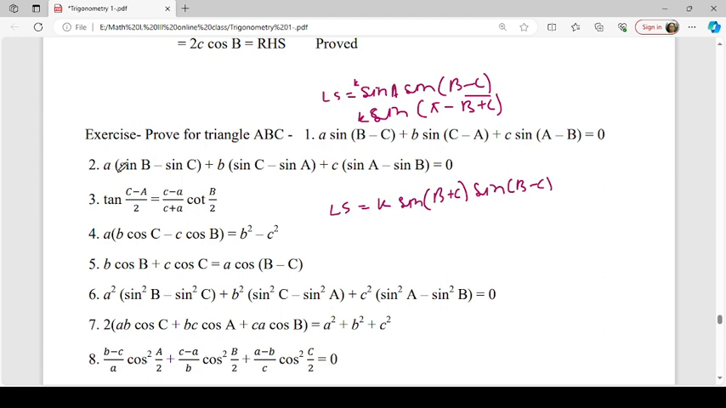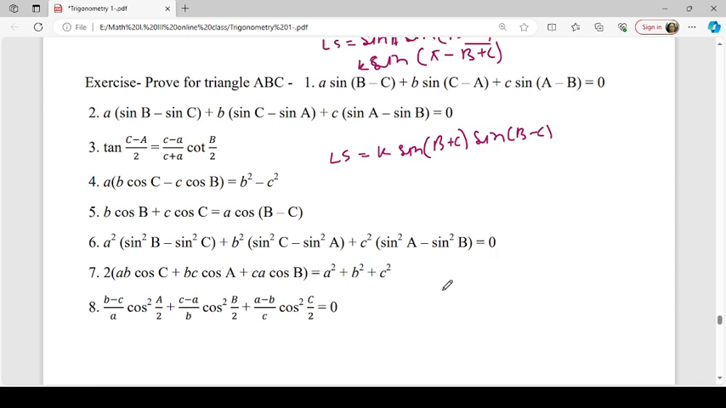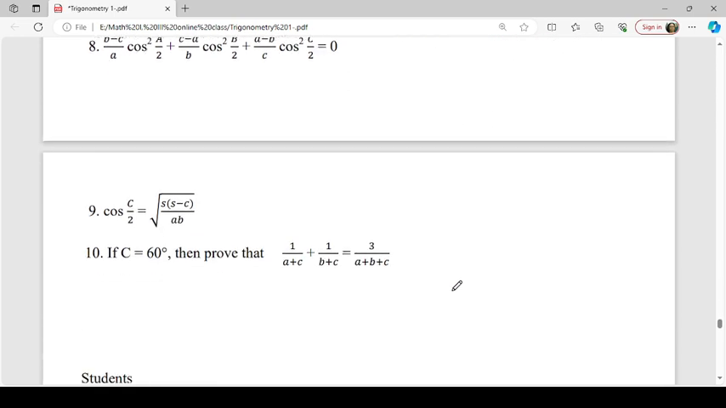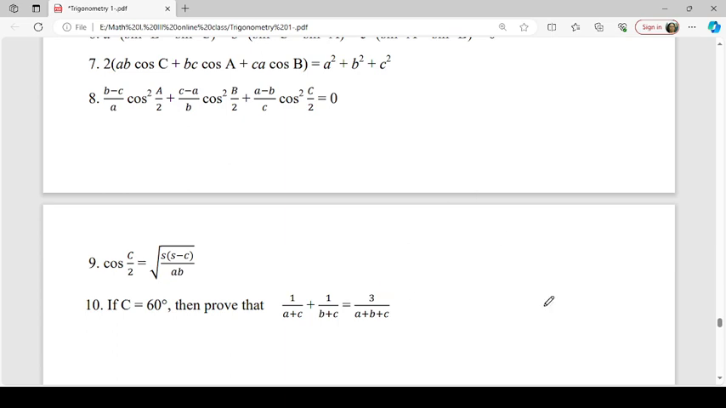This is also, a is k sine A, so k sine A sine B. So it is sine A sine B minus sine C sine A, this is sine B sine C minus sine A sine B, this is sine C sine A minus sine B sine C. So the sum will be 0. This we have done. So these are the problems. Okay, so trigonometry is finished here.